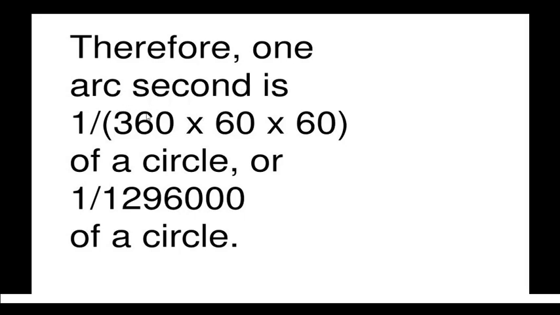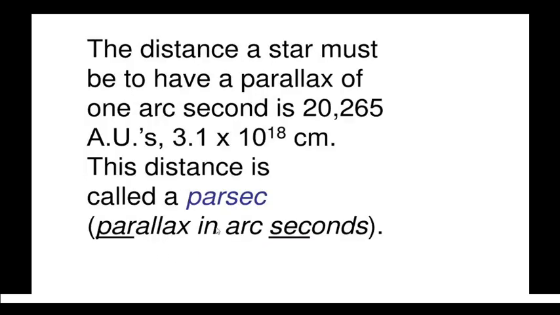So 1 arc second is 1 by 360 into 60 into 60 of a circle, or 1 by 12,96,000 of a circle. So the distance a star must be to have a parallax of 1 arc second is 2,06,265 AUs, that is 3.1 into 10 raised to 16 meter. How did you get this 3.1? That distance is called a parsec, that is 1 parsec.